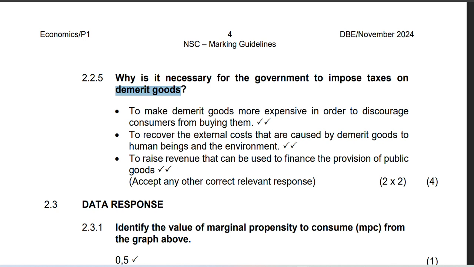To raise revenue that can be used to finance the provision of public sector goods. Again, it's almost similar to what I've just explained. On the road, if people decide to drink and drive, they will cause accidents. And when they cause those accidents, people need to go to hospital. When they go to the hospital, they need to use limited public sector resources in the hospital. So now government is saying, let me raise enough revenue so that I have more doctors, more nurses, and more public facilities in case the people that are using demerit goods cause issues that lead to public services being needed.